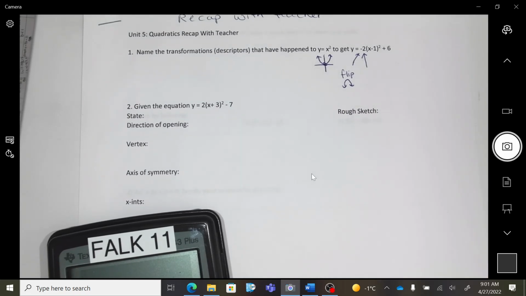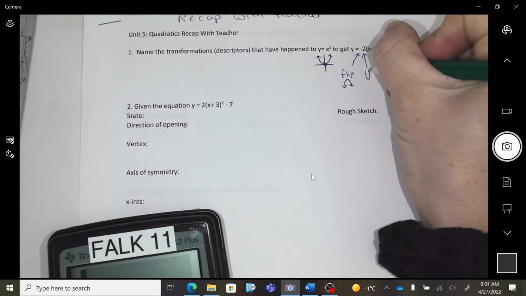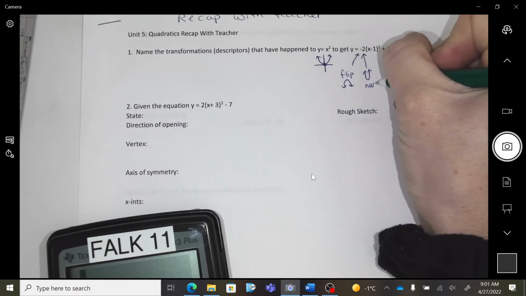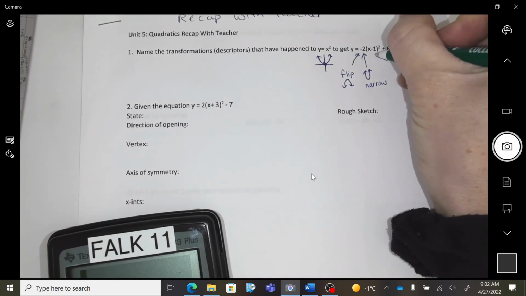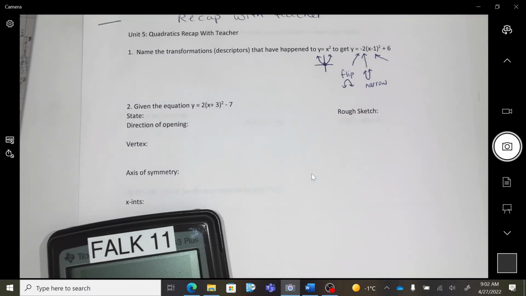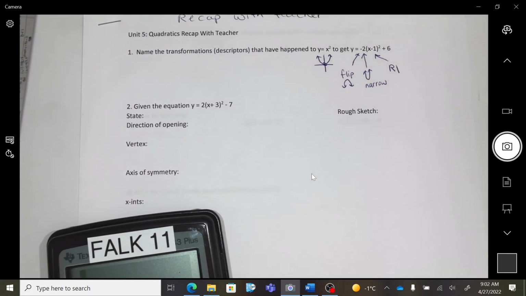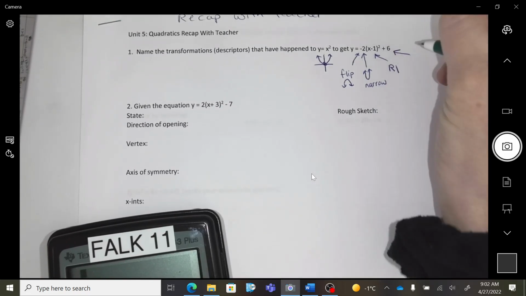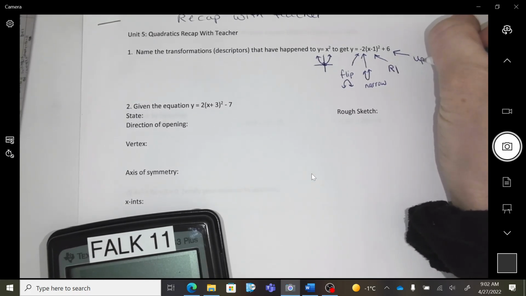Then the 2 as a multiplier will make it more narrow. And this saying a subtract 1 inside the brackets will actually make it move right 1. And then after, when there's a plus 6, that's going to go in which direction? Up.